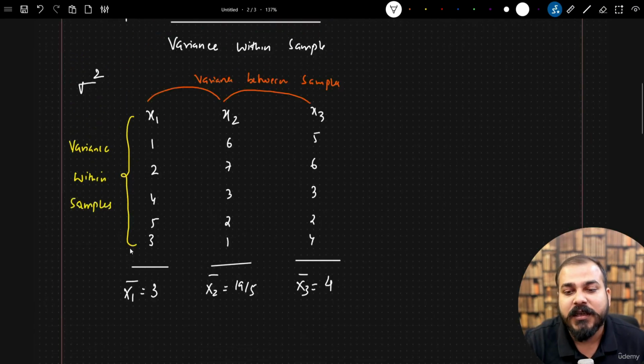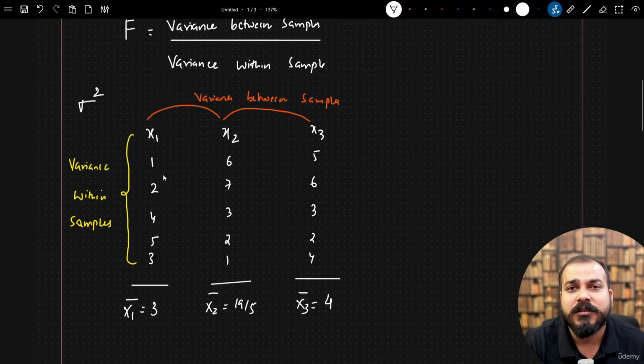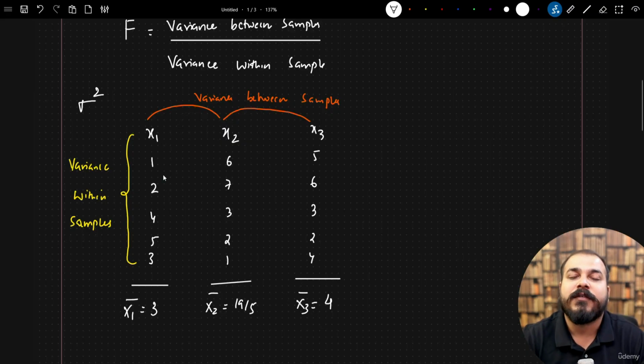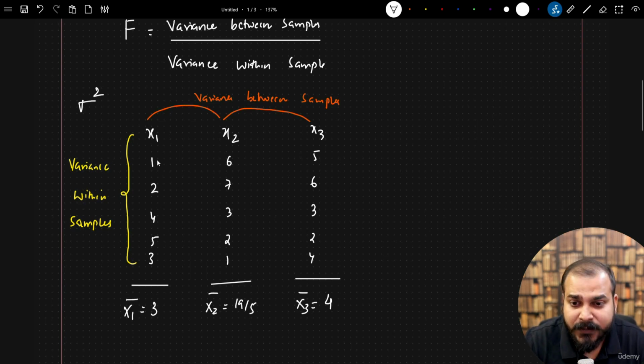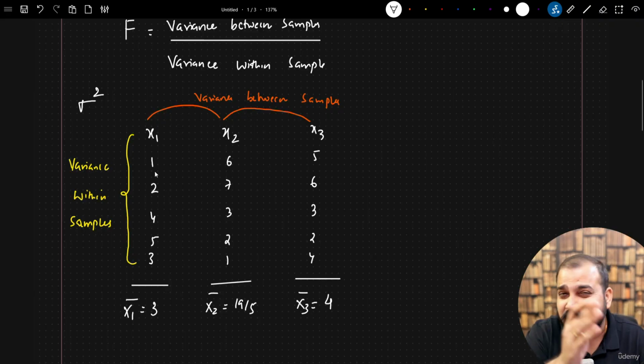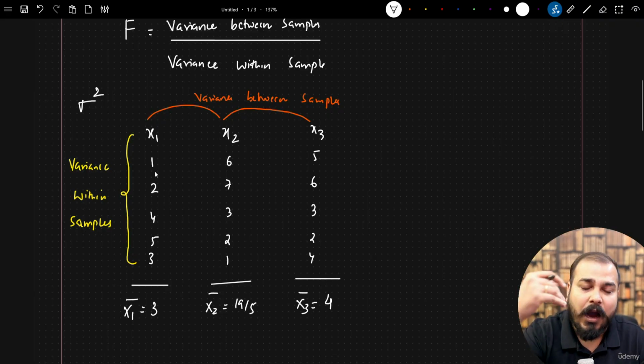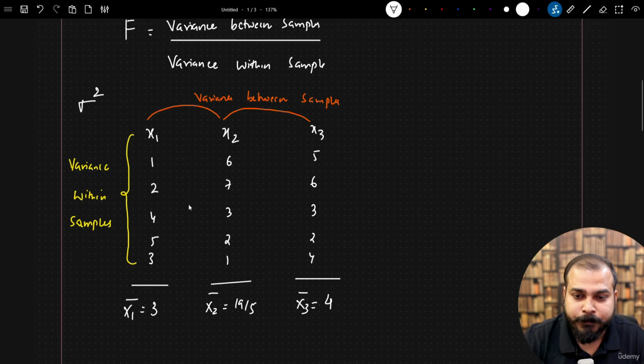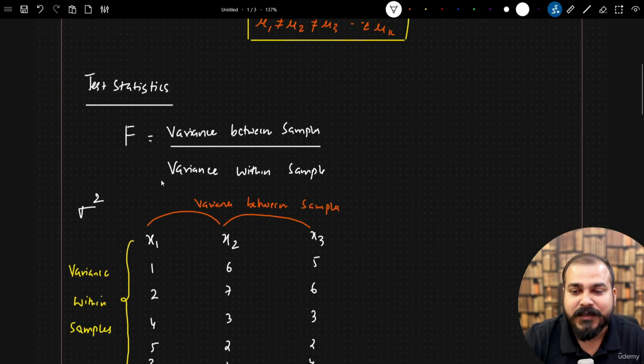Now variance within the sample means, with respect to this particular mean, how far or how different these numbers are. When we have this x1, I'm calculating the mean, 3. Over here x1 bar is 3. If we consider all these numbers, 1 is less than 3, 2 is less than 3, 4 is greater than 3, 5 is greater than 3. Now what is the difference when compared to the mean? That specifically talks about your variance itself, how different it is. So this is what we consider in order to calculate the F test in short.